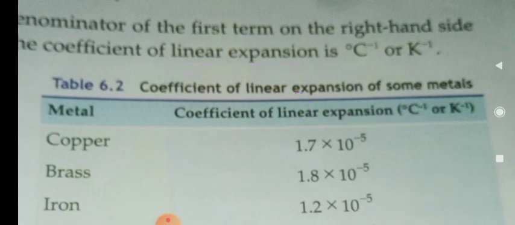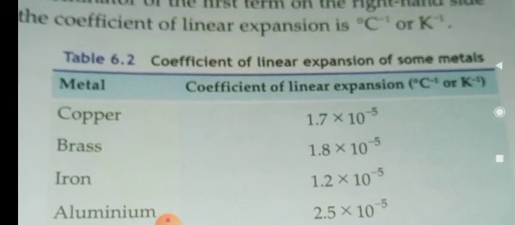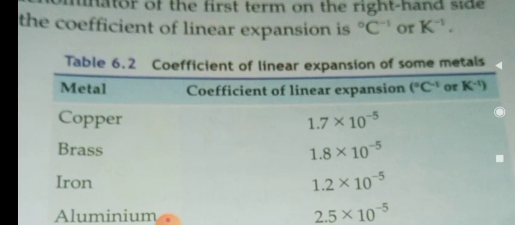It is the change in length per unit length. So for 1 unit of length, under a 1 degree change in temperature, that is known as the coefficient of linear expansion. This has a different value for different metals, and the unit of the coefficient of expansion is expressed as per degree Celsius or per Kelvin.